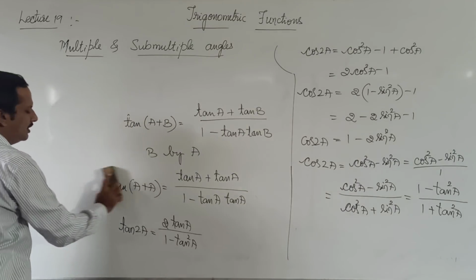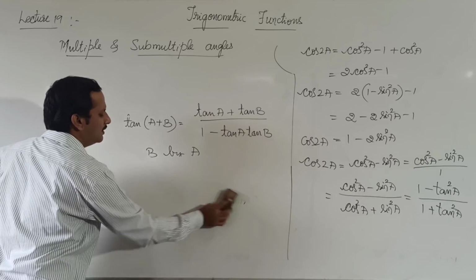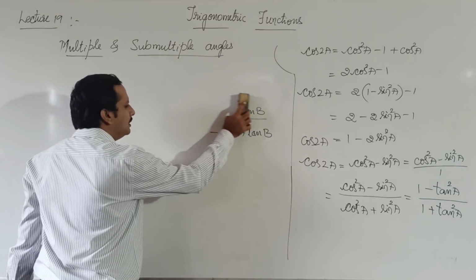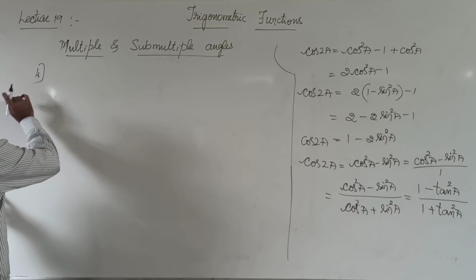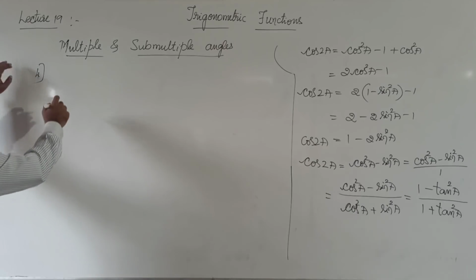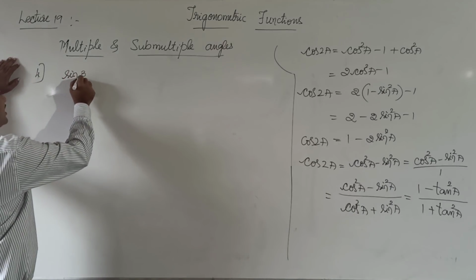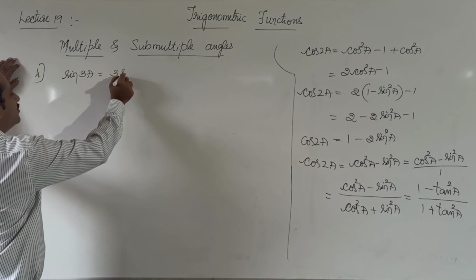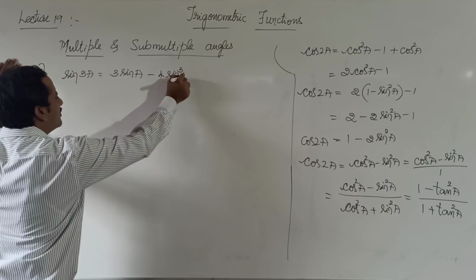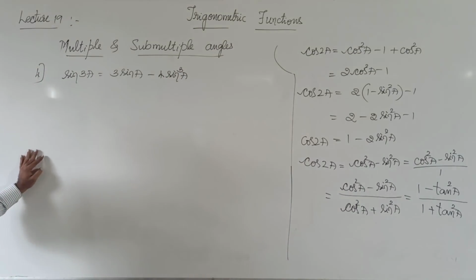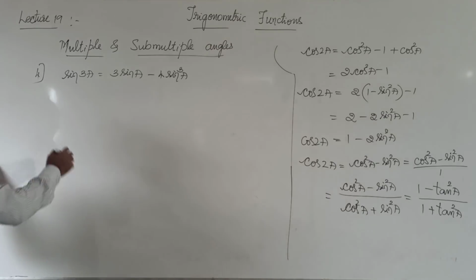Okay. After this, let's go to the sin 3a formula. Sin 3a. This is the fourth one: sin 2a, cos 2a, tan 2a, and after that sin 3a. Sin 3a is equal to 3 sin a minus 4 sin cube a.